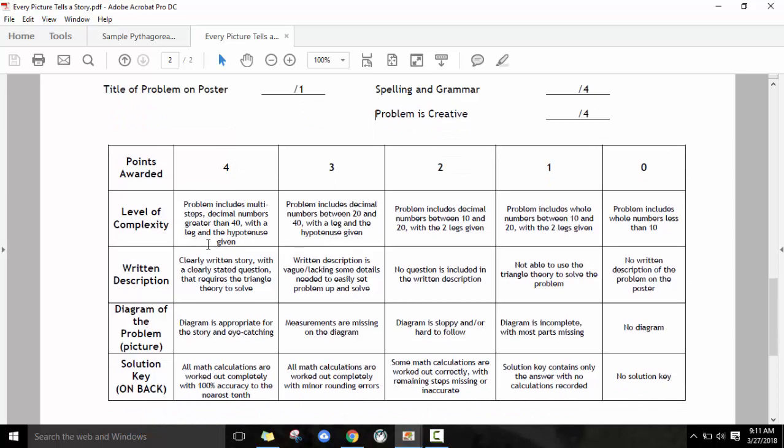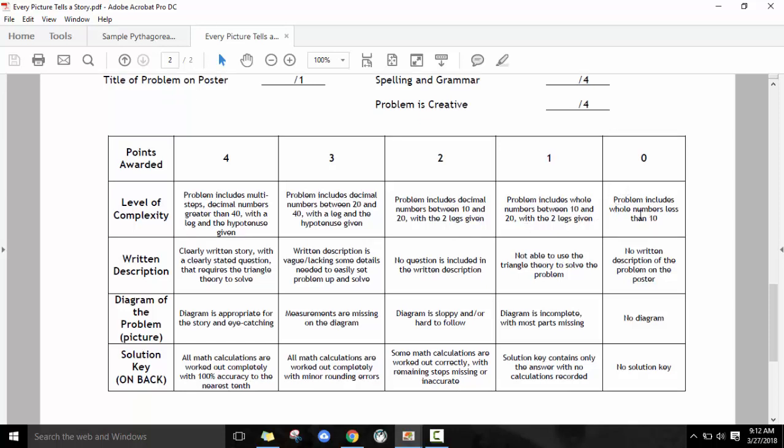Then you have category or scores for all 4 of these categories from a 4 to a 0. So level of complexity at a 4, if you want a 4, your problem should include multiple steps, have decimal numbers greater than 40, and with a leg and the hypotenuse given. So in this story problem, someone would be solving for the other leg of the triangle. A 3 would have decimal numbers between 20 and 40 with a leg and the hypotenuse given. A 2 would have decimal numbers between 10 and 20 with 2 legs given. And a 1 is problems between 10 and 20 with 2 of the legs given.